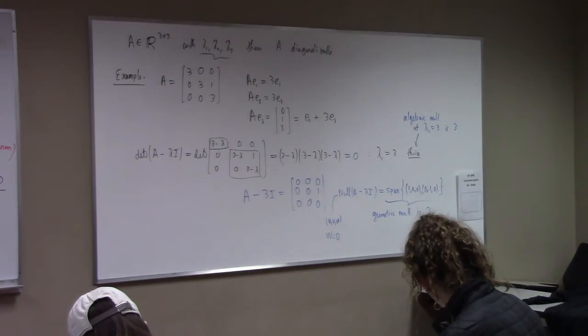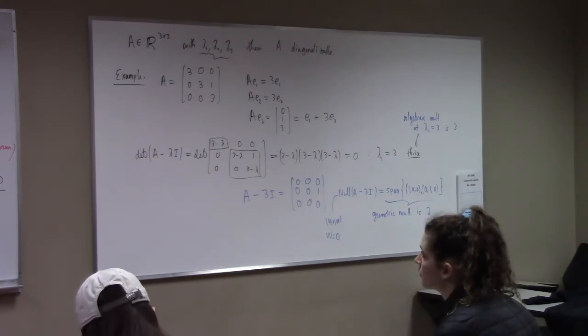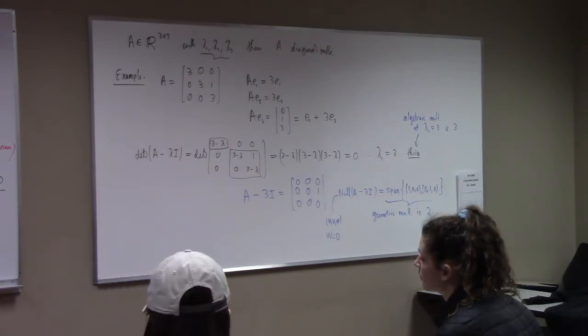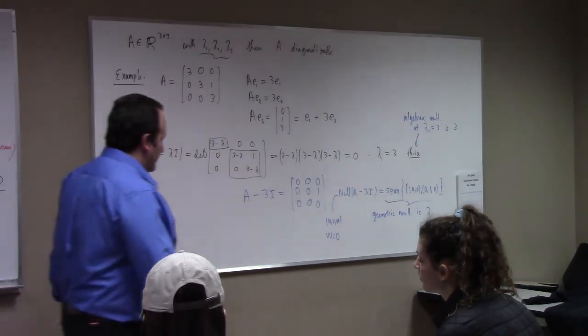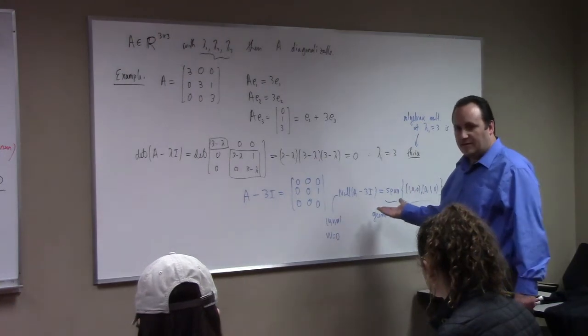But that's a good question. Is it possible to have not as many vectors as the algebraic multiplicity? Yes, it is possible. That's exactly what we're confronting today. That's why we need this thing called the Jordan form. The Jordan form picks up where diagonalizability leaves off.